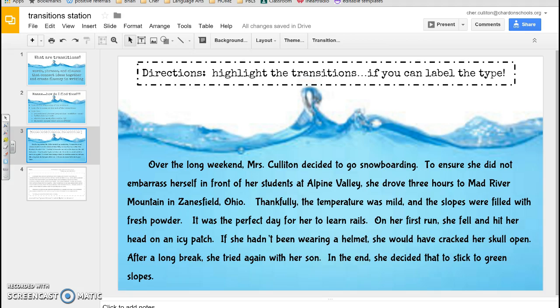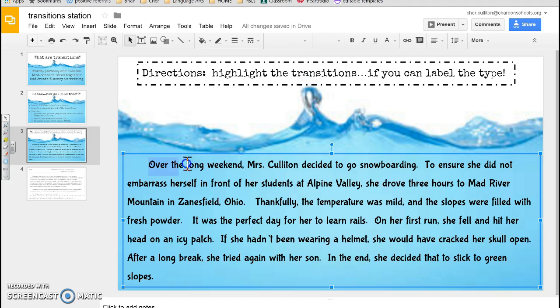So when you did your quiz on transitions at the beginning of the week, you were asked to highlight the transitions in this paragraph. Thinking back to what we just talked about, we're looking at the beginnings of sentences, and we're going to use the commas to help us find them. Over the long weekend, Mrs. Culleton decided to go snowboarding. I hear the pause, and I see the comma.